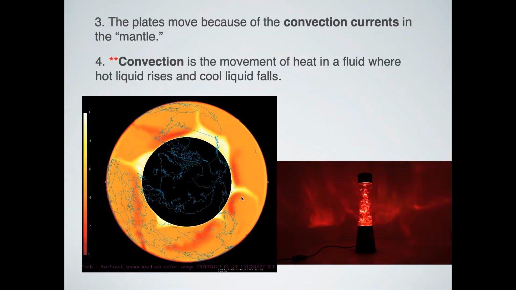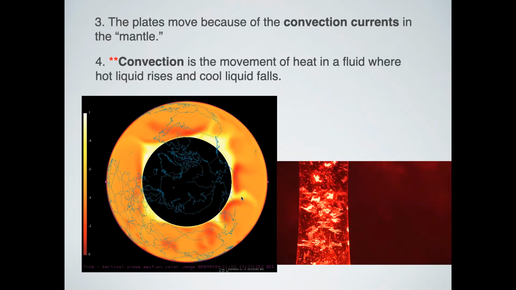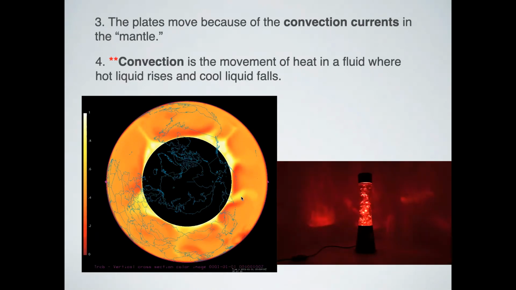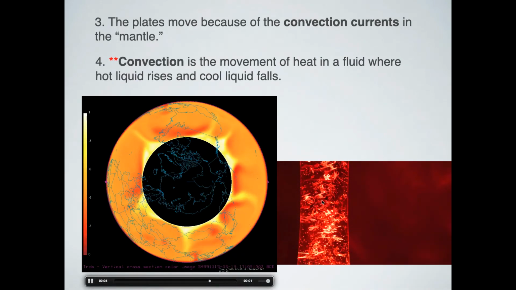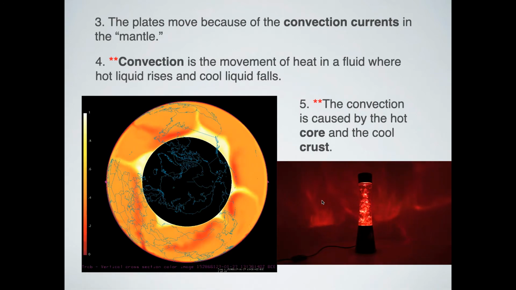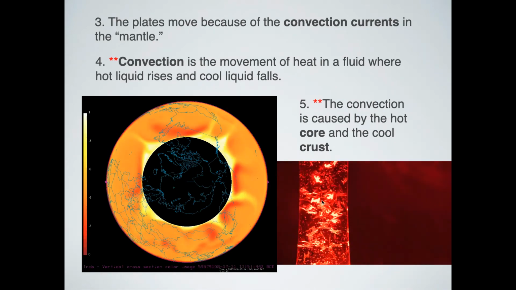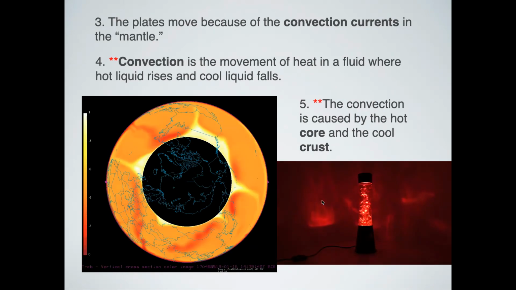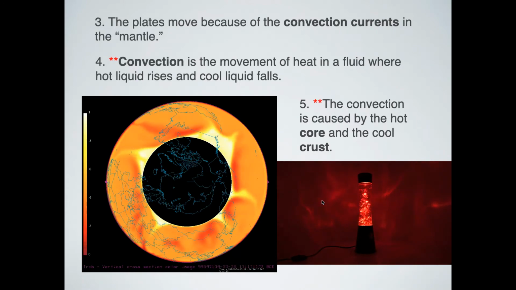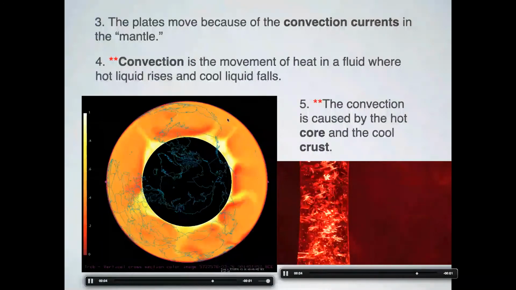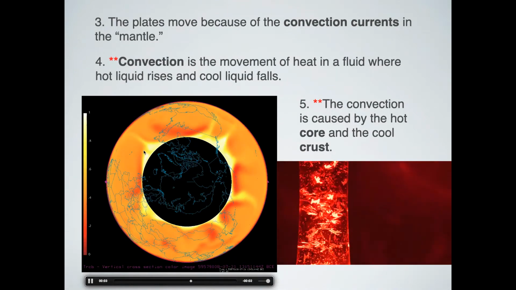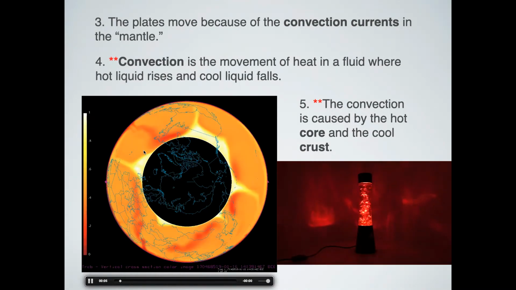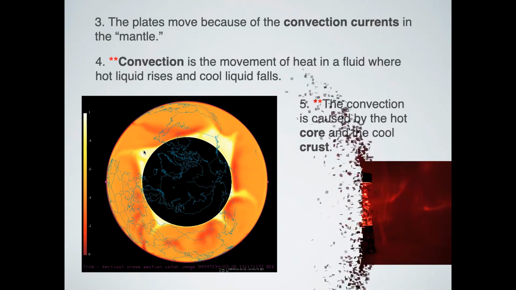I always say, if you've ever seen a lava lamp, kind of the rising and falling aspect of it, that is what convection is. And so the convection is caused by the heat difference between the really, really hot core and the, by comparison, very cool crust. And so we get this convection current of spiraling little motion underneath the surface of our crust. Okay, and that's in the mantle itself.